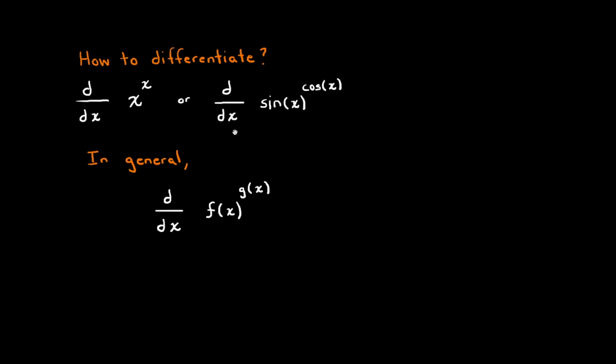of x, or maybe how do you take the derivative of sine of x raised to the power of cosine of x. And in general, how do you take the derivative when you have a variable base and a variable exponent, right? How do you take the derivative of a function raised to another function, f of x raised to the power of g of x?